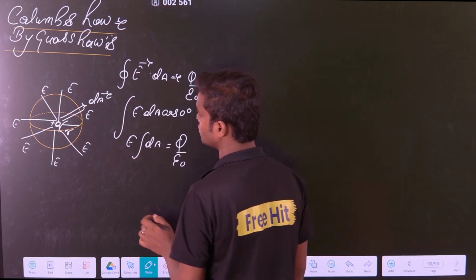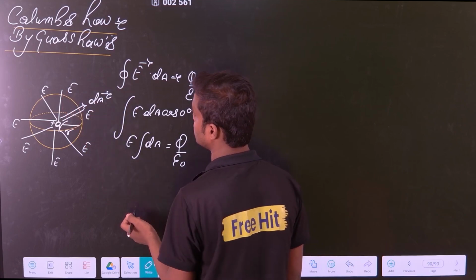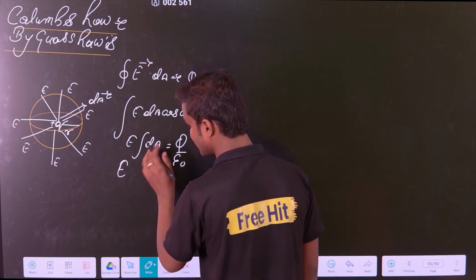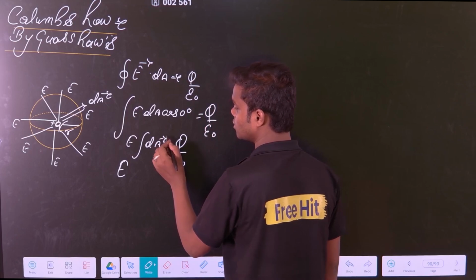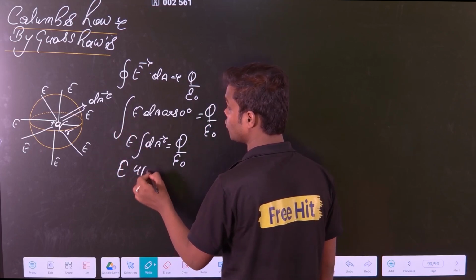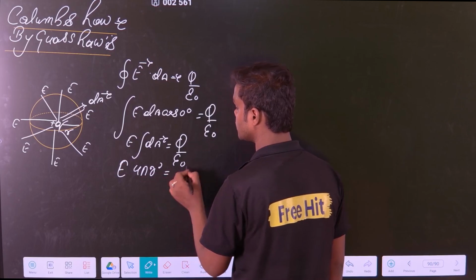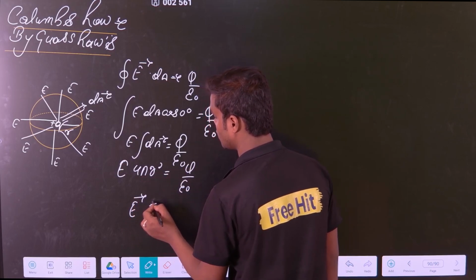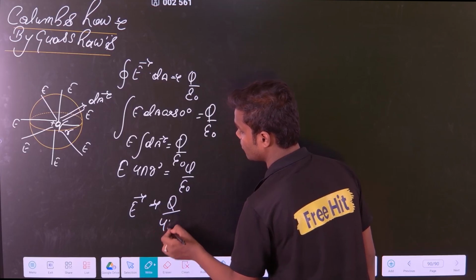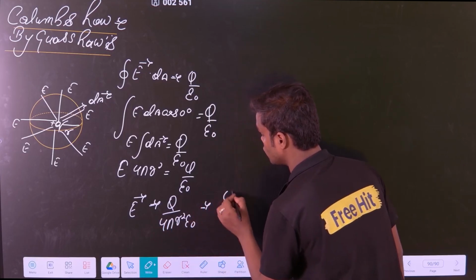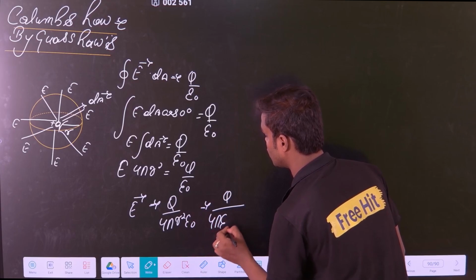Now what is the integration? Because E is constant, that's why we have taken it outside. What is dA? dA will be the area of the Gaussian surface. Remember, this is the area of the Gaussian surface, not the area of whatever geometry you were given. It is 4 pi r square, equal to q by epsilon naught. So from here we will get my electric field is equal to q by 4 pi r square into epsilon naught, or you can say q by 4 pi epsilon naught r square.